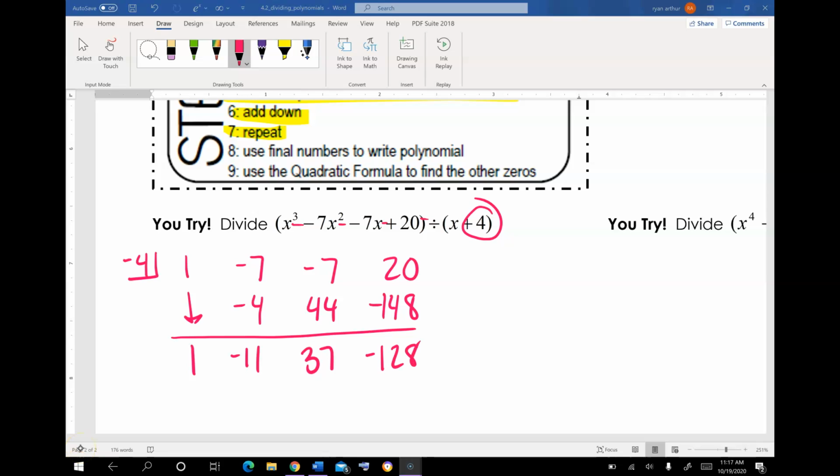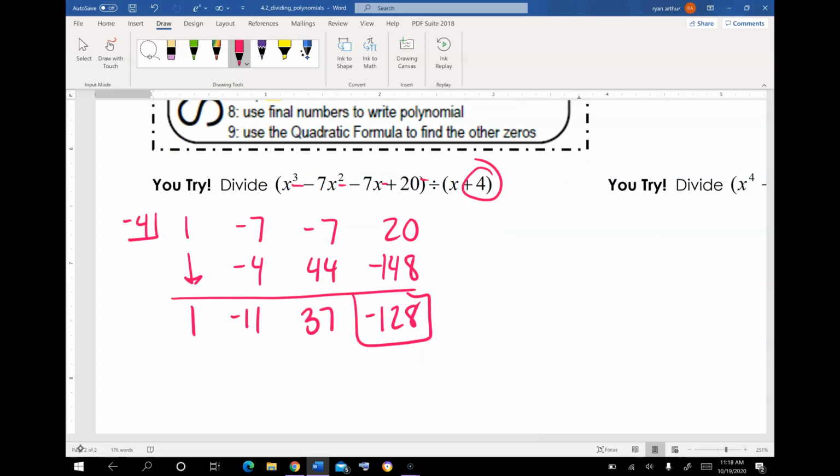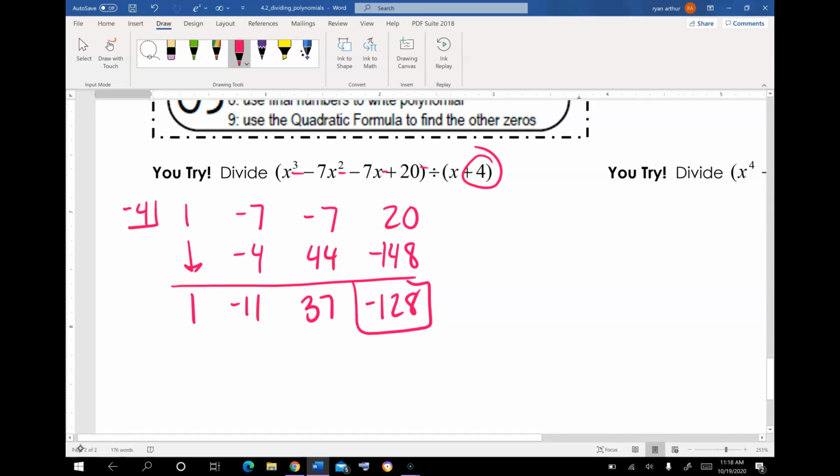All right, so this time we actually have a number down here, okay? I always box that last number in so I know not to write it into my equation. Because this is our remainder, and I'm about to show you how to write it, because last one we didn't have a remainder. Now we do, all right?